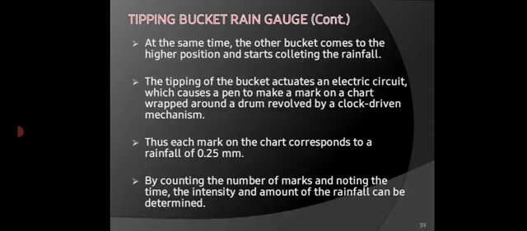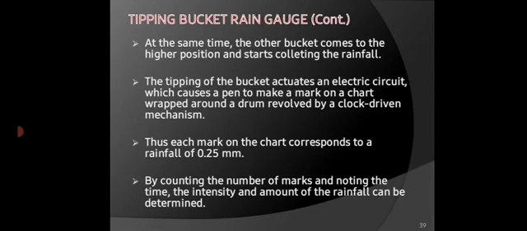At the same time, the other bucket comes to the higher position and starts collecting the rainfall. So it is one of the pendulum type. One bucket collects the rainfall. After some amount of rainfall, it tips the rainfall into the other bucket. At the same time, the other bucket comes to the higher position and starts collecting the rainfall.